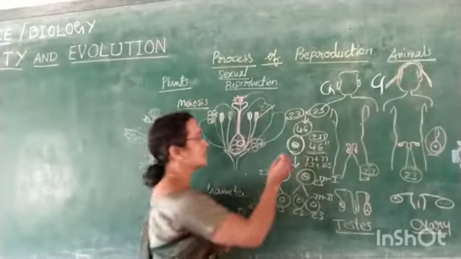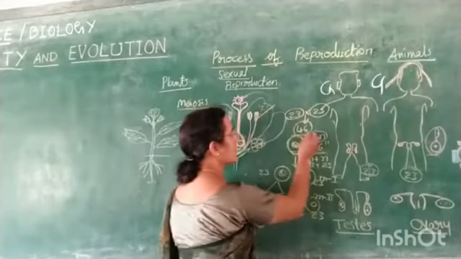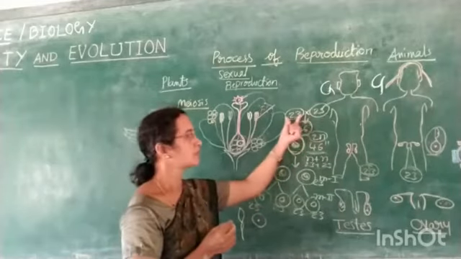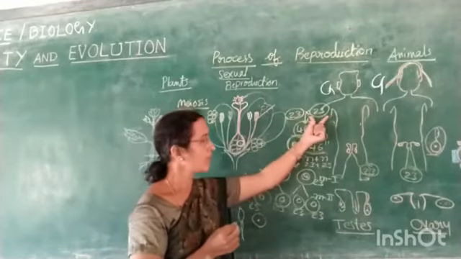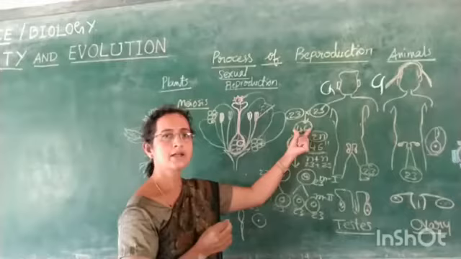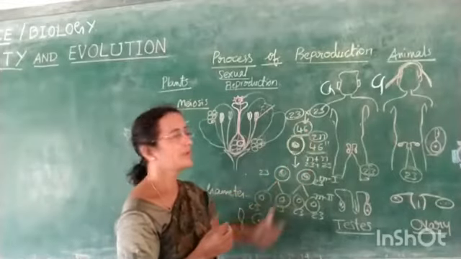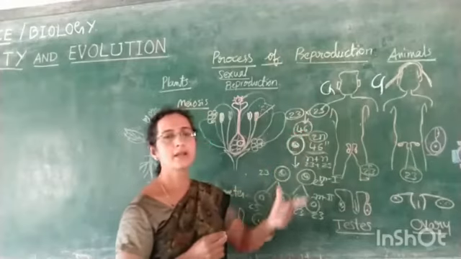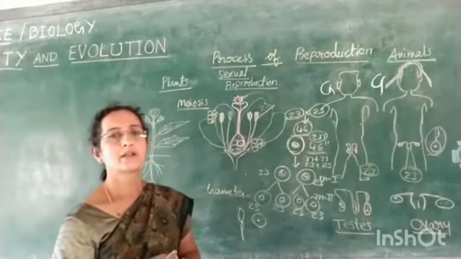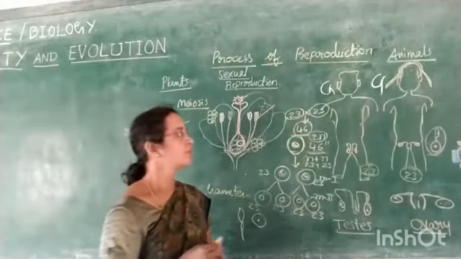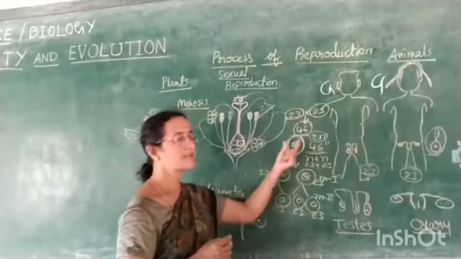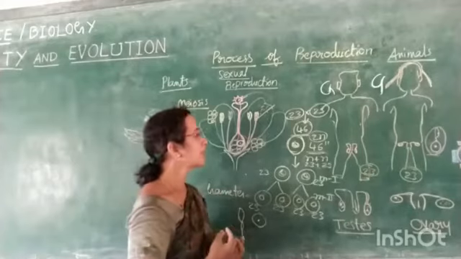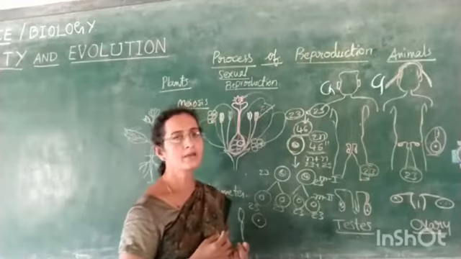This zygote, which results from the union of the sperm and egg, goes on dividing to form the embryo, and then it results in giving birth to the young baby.